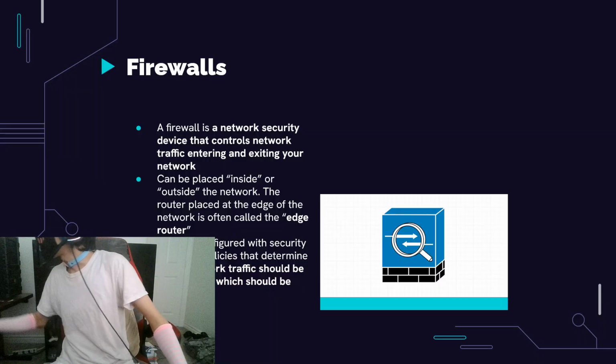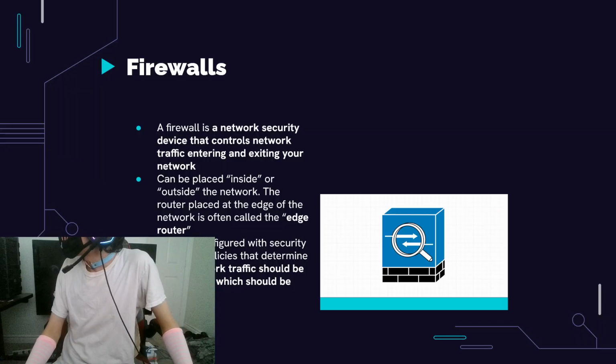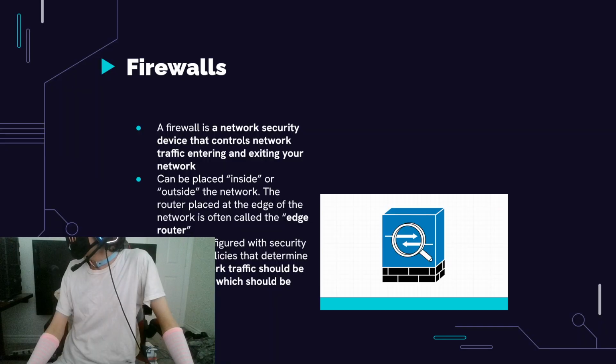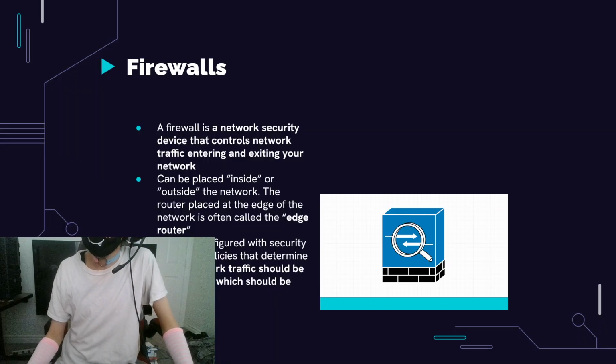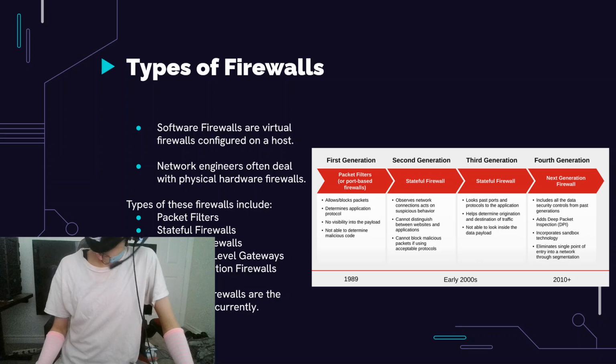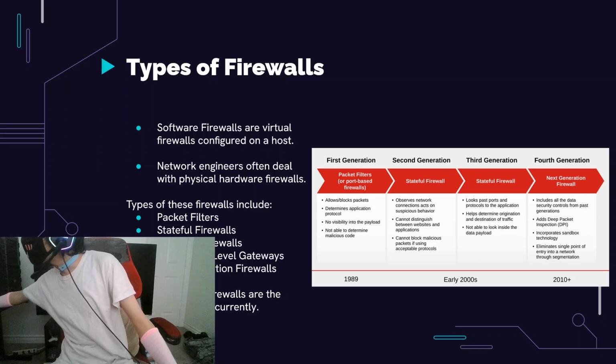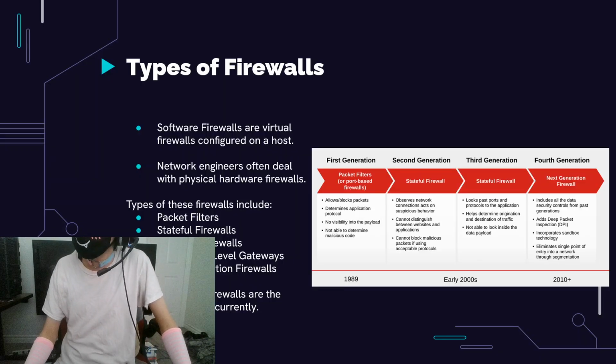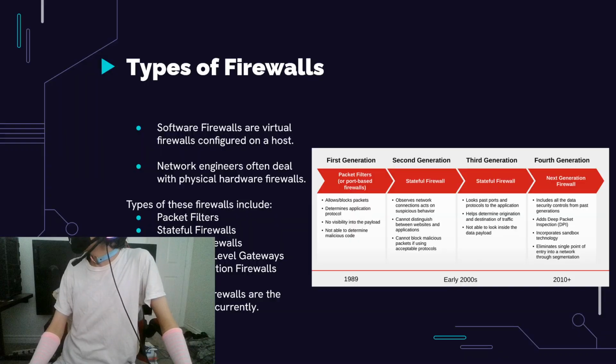Firewalls must be configured with security rules and policies to determine which network traffic should be allowed and which should be denied. And that's a very basic overview. You'll find that firewalls have many more features. We can talk about some of those later on in the course, especially if you take CCNA security and especially if you take Palo Alto. But right now we're just doing a basic overview.